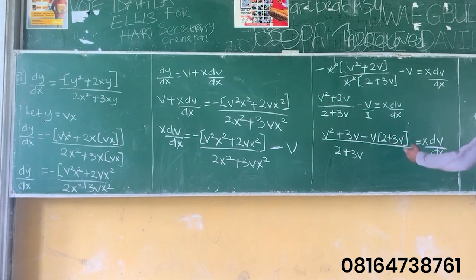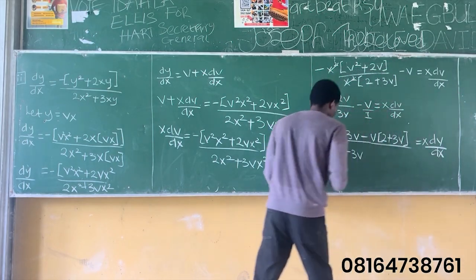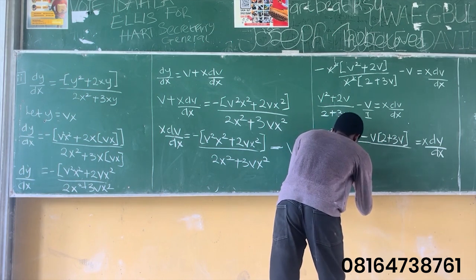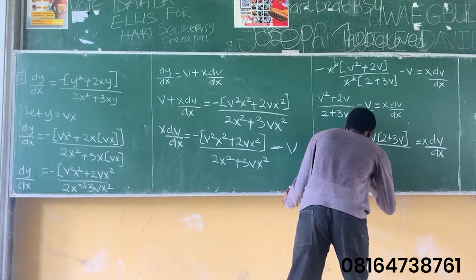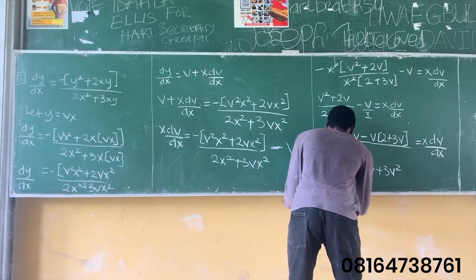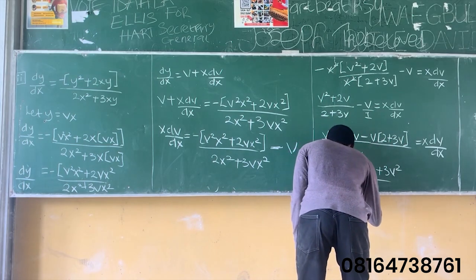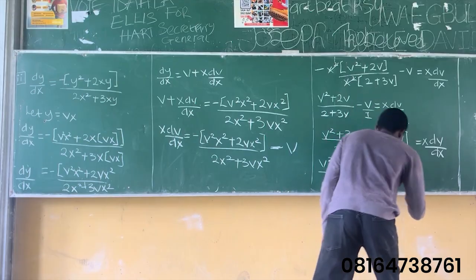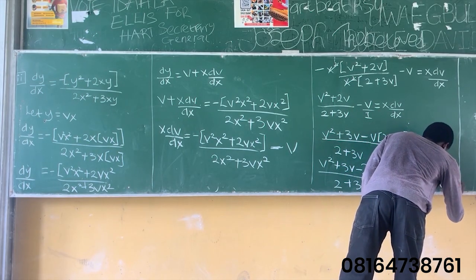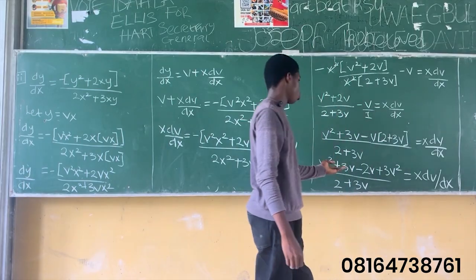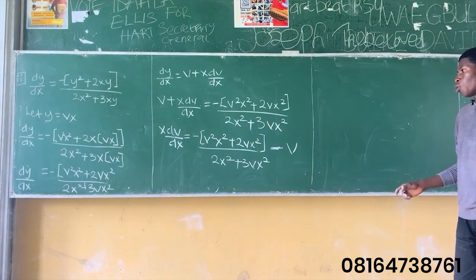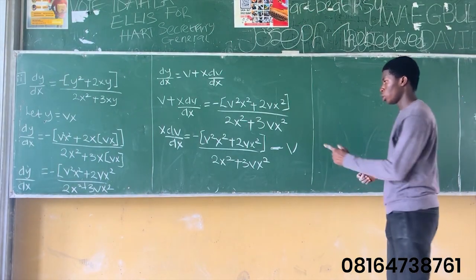So now we are going to be working out this equation. v squared plus 3v minus 2v plus 3v squared, over 2 plus 3v, is equal to x dv over dx. So now we are going to be summing up the equation. So now we are going to be working out this equation.